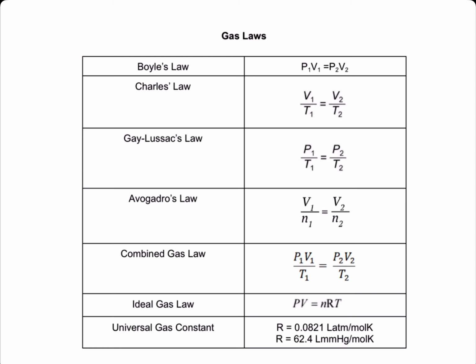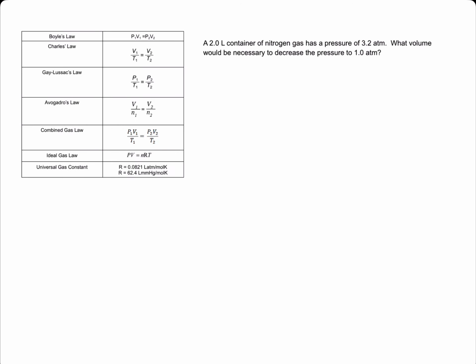The units of pressure will tell you which gas constant to use. For example, if you are dealing with pressure in atmosphere, then this is the gas constant you want to use. And if you're dealing with pressure in millimeters of mercury, this is the gas constant you want to use. Let's take a look at the first example.